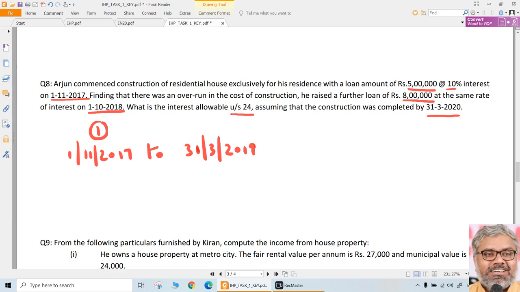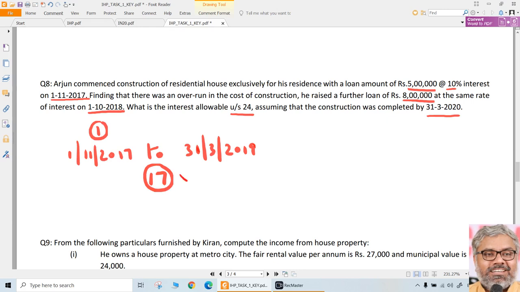How many months can you calculate? So November, December, January, February, March 2018. That's all. Now November, December, January, February, March up to 2018. 18 to 19, one full year. So 5 months plus 12 months means 17 months interest is pre-construction in this case.